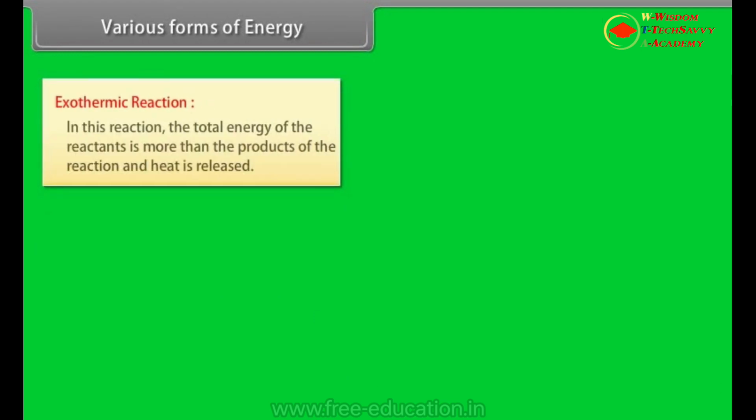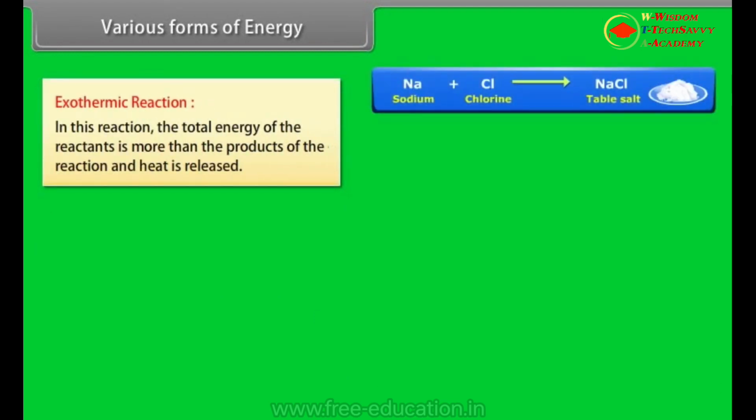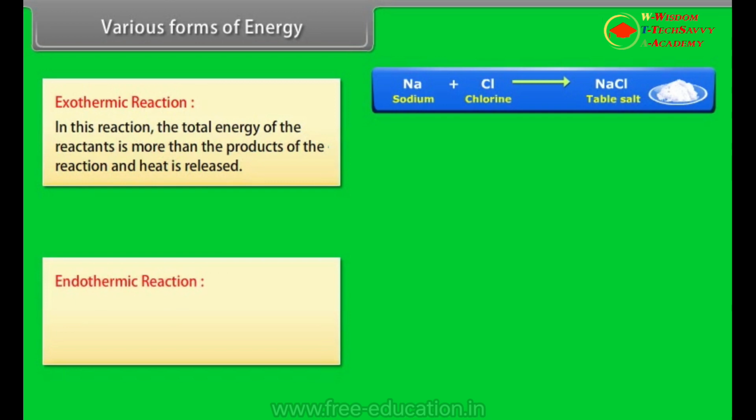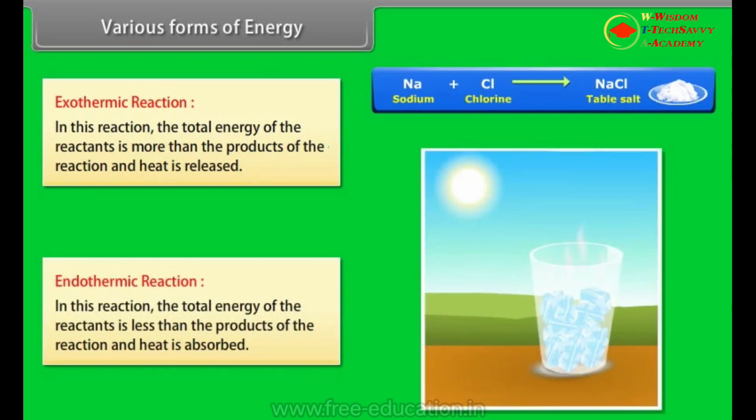Exothermic reaction. In this reaction, the total energy of the reactants is more than that of the products of the reaction and heat is released. Endothermic reaction. In this reaction, the total energy of the reactants is less than that of the products of the reaction and heat is absorbed.